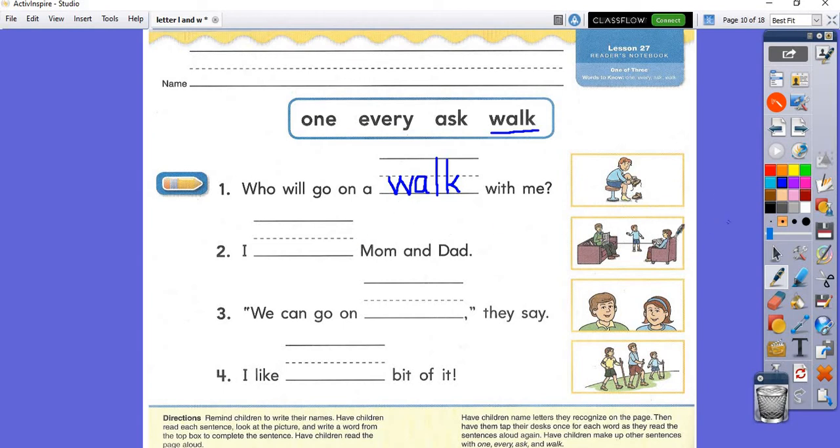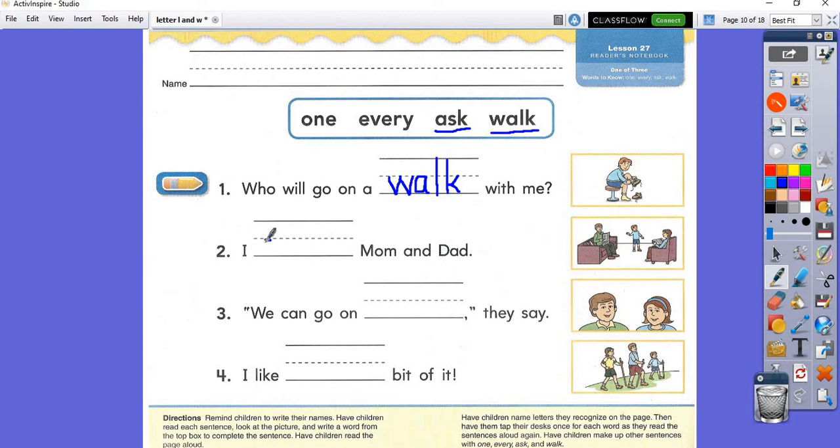What can you see in this picture? The same boy. This is the boy. This is the father. And this is the mother of the boy. Maybe he's asking something or maybe he's telling something. Yes, he's talking with the parents. Now let's see what he's saying. I dash mom and dad. I want mom and dad? No. I every mom and dad? No. I ask. Very good. I ask mom and dad.